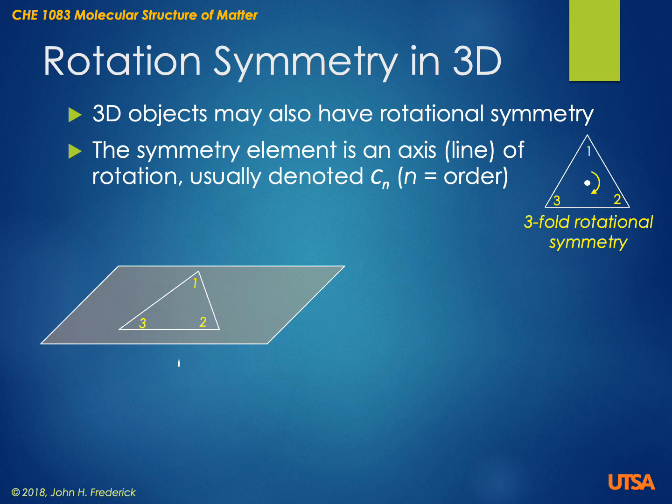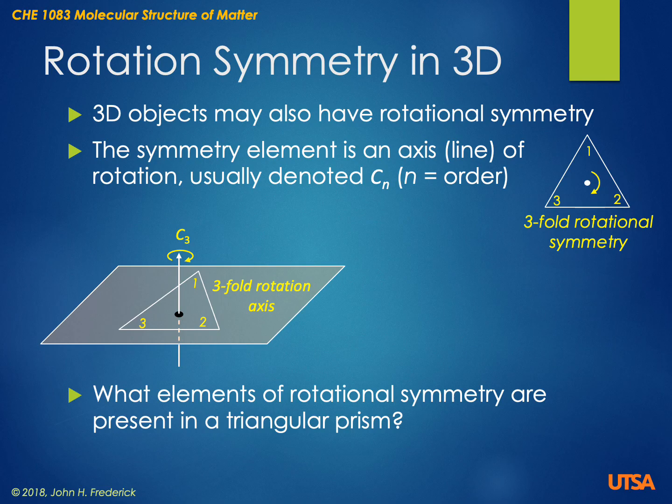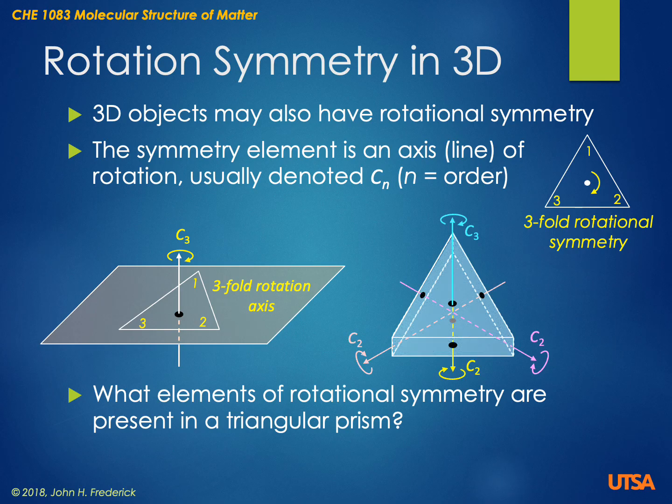If we lay that in a plane, the axis that we're talking about is the one that runs right up to the center of the plane, and as I said, it's labeled C3. What would happen if we had a triangular prism? What sort of rotation symmetry elements would we have in this case? Well, we have the C3 axis still running through the middle, but we also now have C2 axes that run perpendicular to the C3 axis. There's one that penetrates the middle of each side and the opposite vertex of the prism.